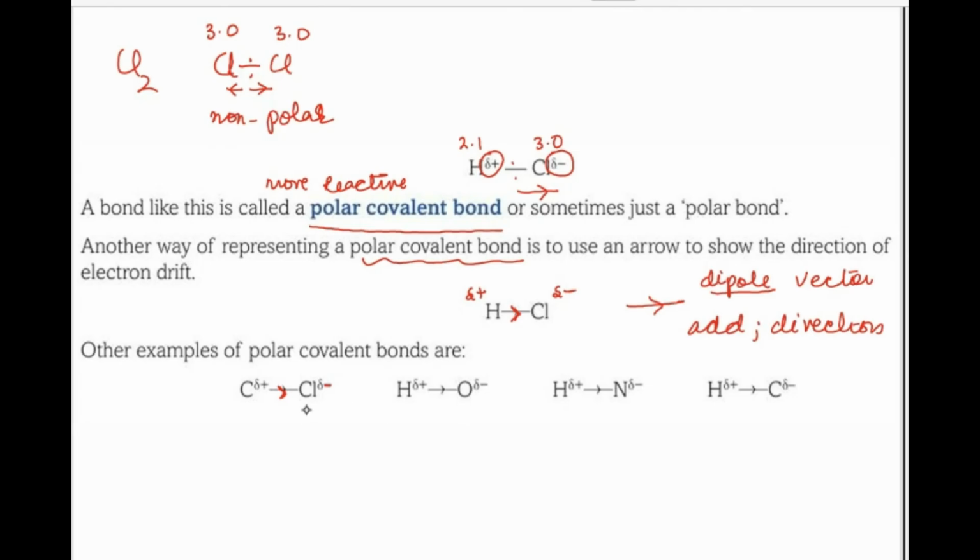We know the reason very well. This is 3.0 and this is 2.5, so the values also state this. Similarly, between hydrogen and oxygen, it's again 2.1 and 3.0. So the shared pair of electrons moves more towards oxygen, making it partially negative. The same case for nitrogen, which is more electronegative, so the shared pair of electrons is toward this side, right? Is it clear? So that is how polar covalent bonds or molecules are formed.